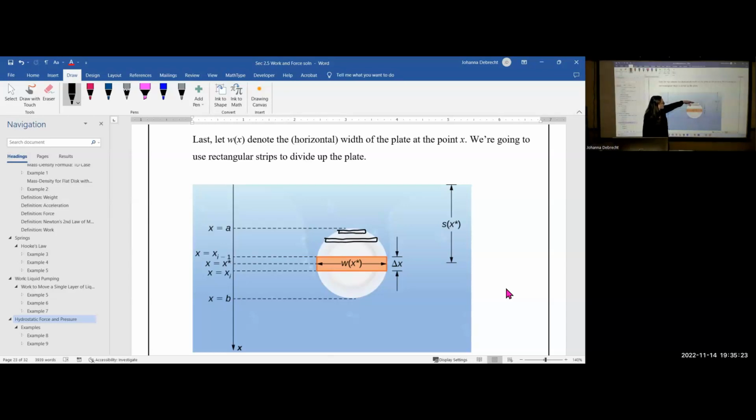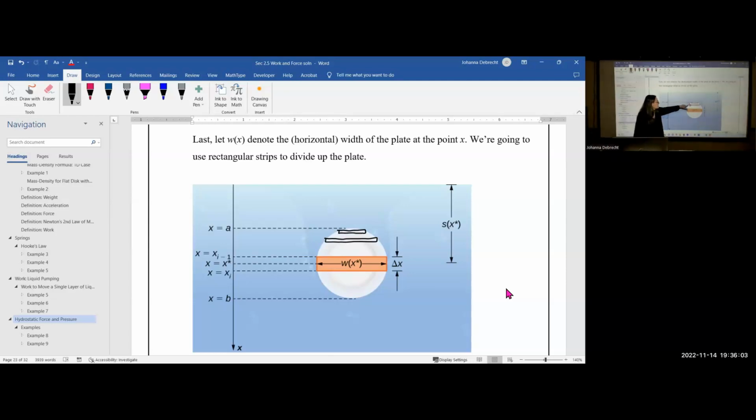Now, where did x star come in? Because we're partitioning the plate into little sub-partitions. Somewhere we have an x sub i and an x sub i minus 1. And remember that the origin is up here. So x sub i minus 1 is going to be further up rather than the other way around. And what we do then is we say, well, I've got to pick some point in here to compute this width at. So I'm just going to pick some arbitrary point that's between x sub i minus 1 and x sub i.